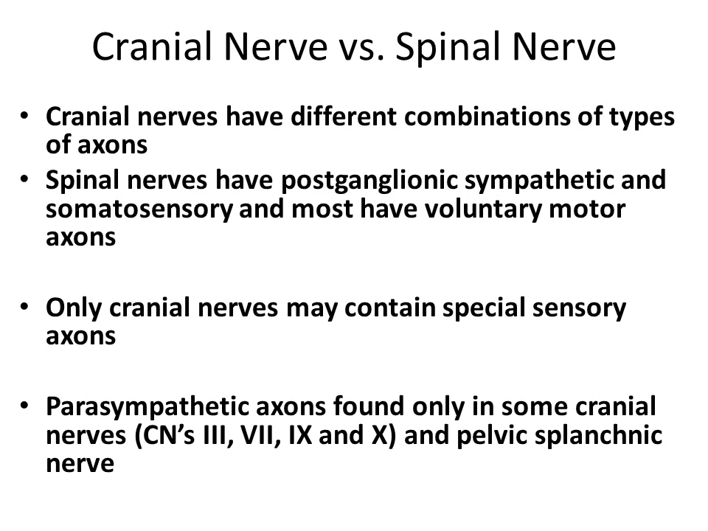Again, only our cranial nerves can contain special sensory, and our parasympathetic axons are found only in certain cranial nerves, whereas those postganglionic sympathetics are in all of those named peripheral nerves.